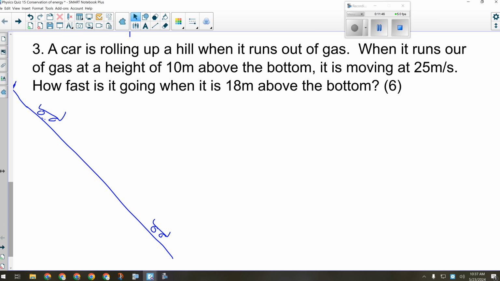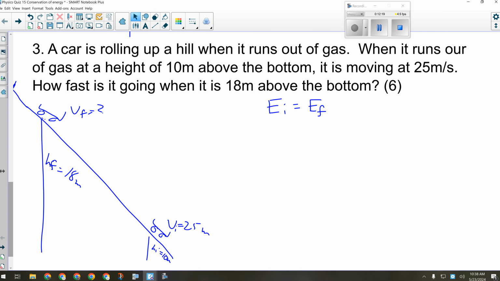In terms of solving this question as an energy conservation question, it's exactly the same as all the others we've done that solve for speed. Okay? So, as we've already spoiled, it is a conservation of energy question. Our givens are that we start down here at an initial height of 10 meters, moving at a speed of 25 meters per second. And a little while later, we are up here, okay, at 18 meters at an unknown speed.